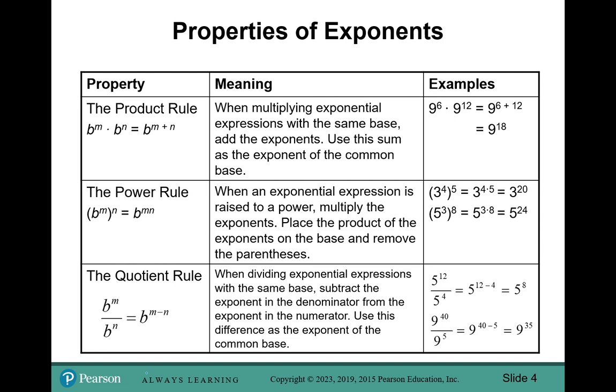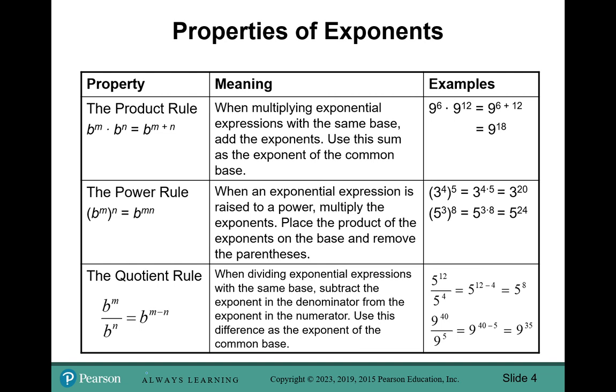So here, if I had something like 9 to the 6th times 9 to the 12th, that would be the same thing as 9 to the 6th plus 12, 9 being our base, 6 and 12 being our exponents. Because they're multiplied here, we're going to add them. 6 plus 12 is 18. So my common base, 9 raised to the 18th, would be my simplified version.